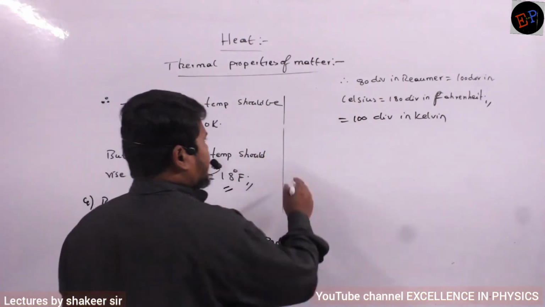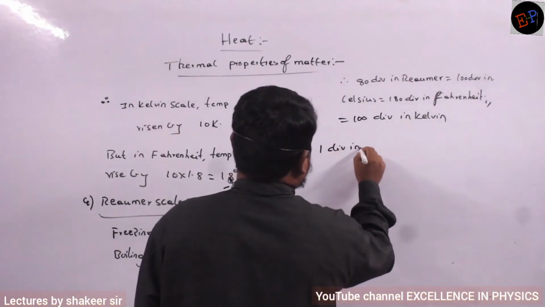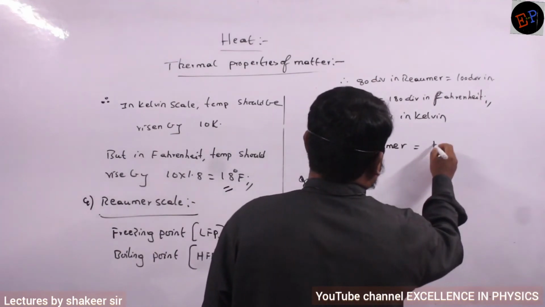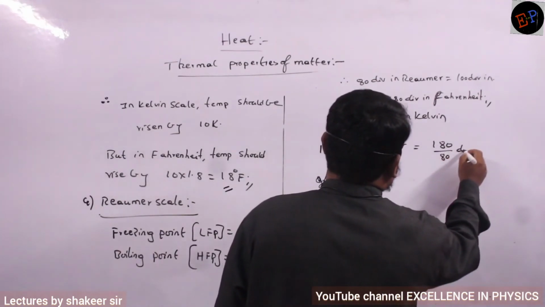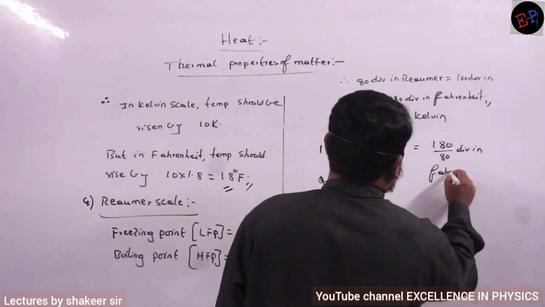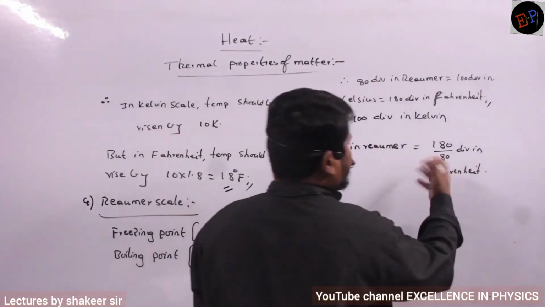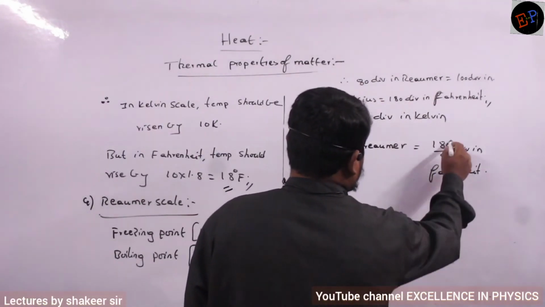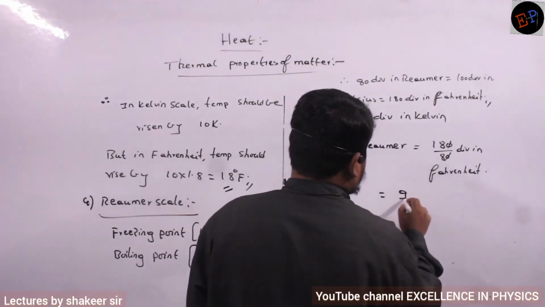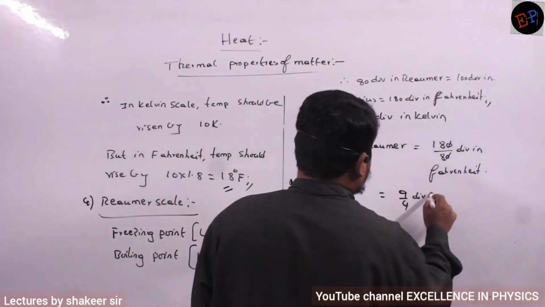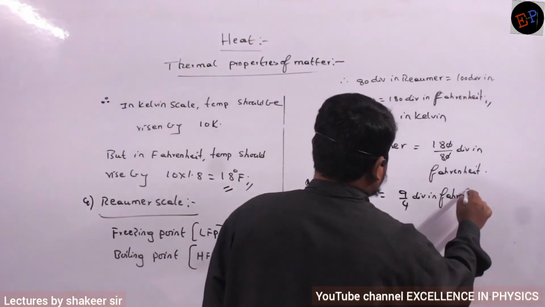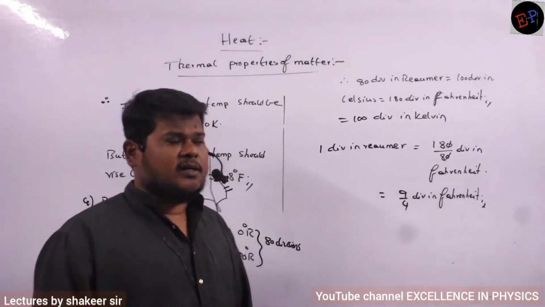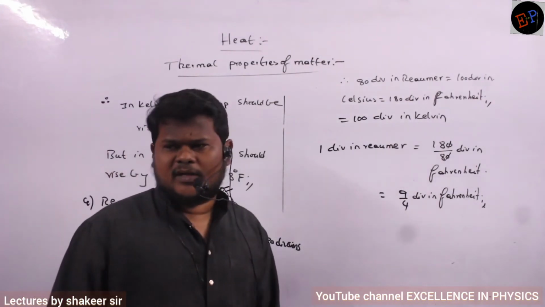Understood, no? Therefore what do I write? 1 division in Reamer is equal to how many divisions in Fahrenheit? 180 by 80 divisions in Fahrenheit. So like this you go on calculating any number of calculations. So 180 by 80 is how much? 2 9s are 18, 2 4s are 8, so 9 by 4 divisions in Fahrenheit. Similarly you can calculate for Reamer and Celsius. You can calculate for Reamer and Kelvin. Like this you can do any number of calculations.